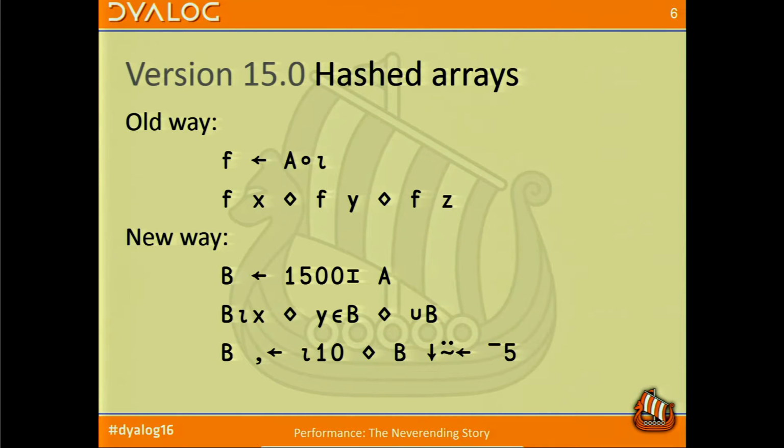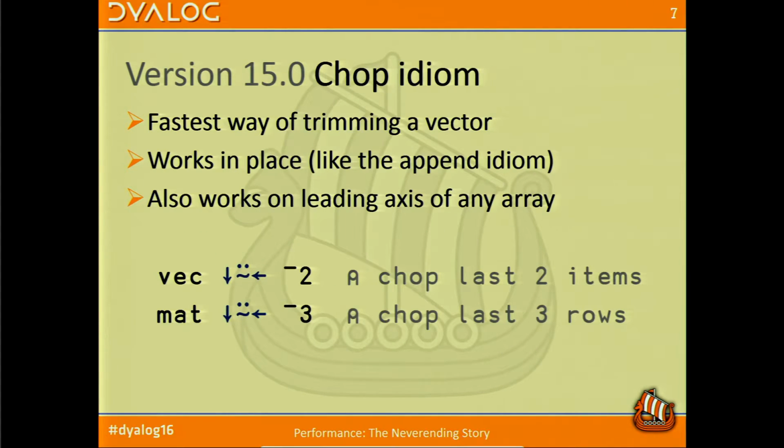You can append to it, and you can remove stuff that you've appended. And in particular, it's worth pointing out that this new chop idiom, although it was motivated by the hashed array stuff, is useful in its own right. It's very similar to the append idiom. It is the fastest way of trimming things off the end of a vector or off the bottom of a matrix because it works in place. It doesn't have to copy the data in order to do your operation.